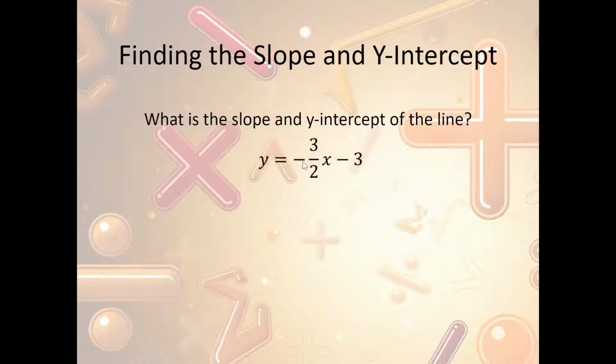Let's look at another example. We have y equals negative 3 halves x minus 3. Well, same thing. It's a slippery slope to get hung up on your x. So the slope is the one that's attached to the x, which is negative 3 halves. And my y-intercept is the lonely one, which in this case is negative 3. So b is negative 3. So that's how I find the slope and y-intercept from an equation.